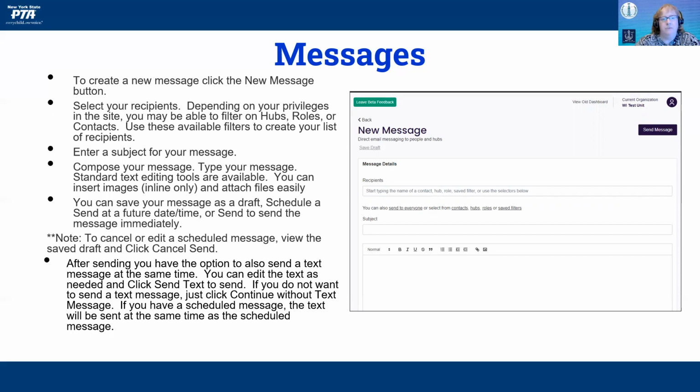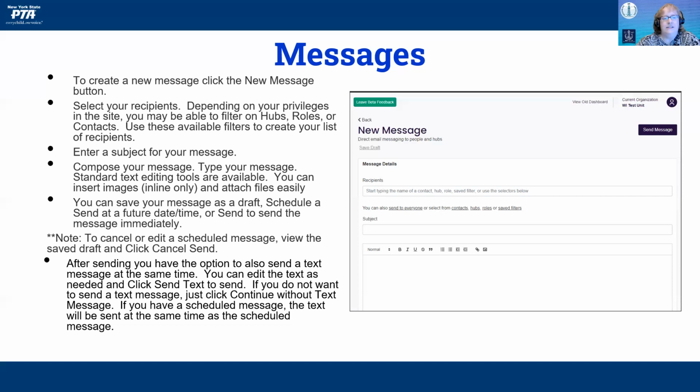You would enter a subject for your message and then compose your message. Type your message in; standard text editing tools are available. You can also insert images, which would appear inline only, and attach files easily. You could save your message as a draft, schedule it to send at a future day and time, or send the message immediately. Note: to cancel or edit a scheduled message, you would need to view the saved draft and then click Cancel Send. After sending a message, you do have the option to also send a text message at the same time.